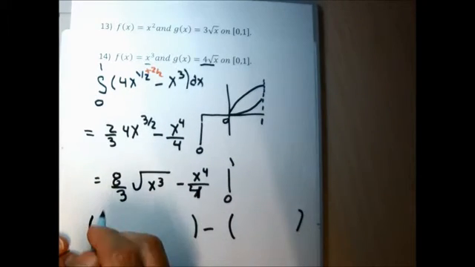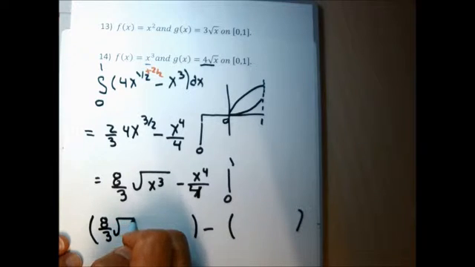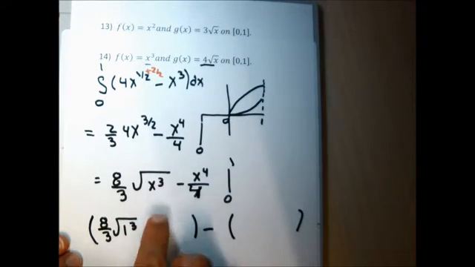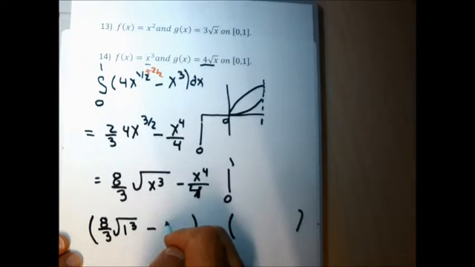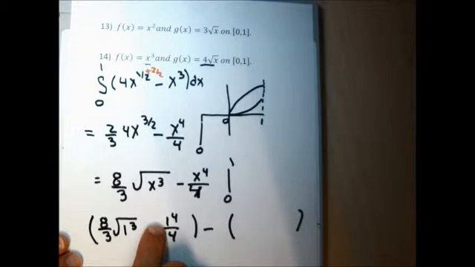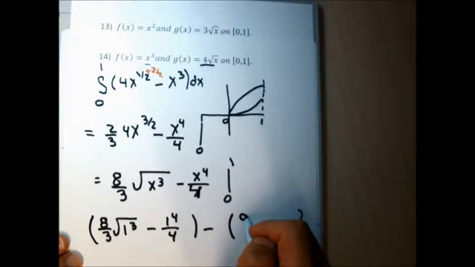So evaluating it at 1, I'm going to go 8/3 times the square root of 1 cubed. Because the 1 is positive, it really doesn't need to be in parentheses. Minus 1 to the 4th over 4. Again, because the 1 is positive, it doesn't really need to go in parentheses. As long as it's not negative, when you're doing an exponent, you don't need parentheses.